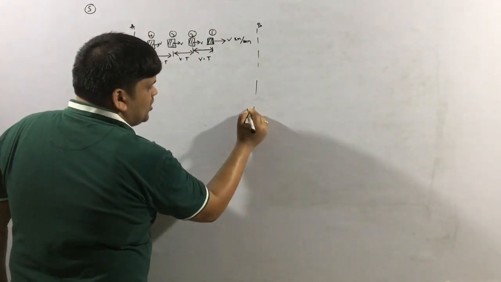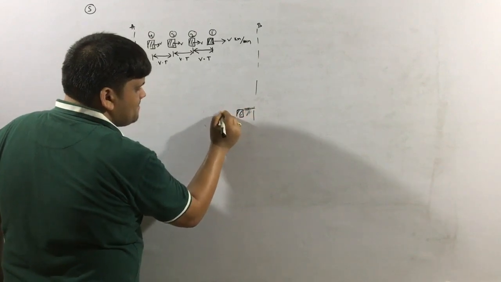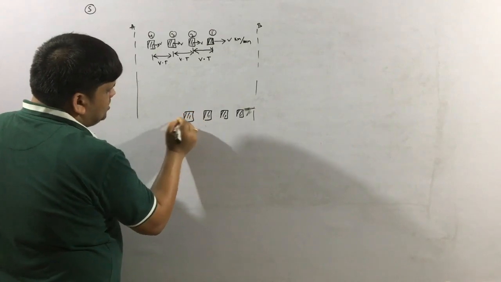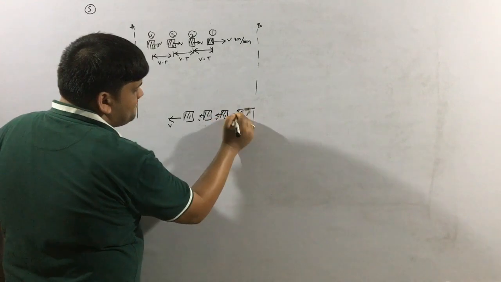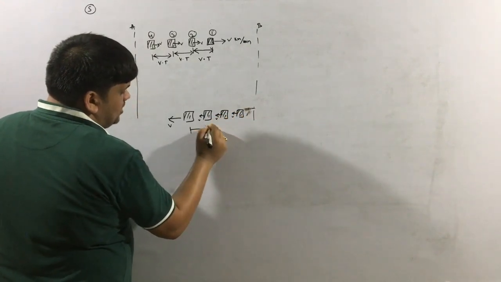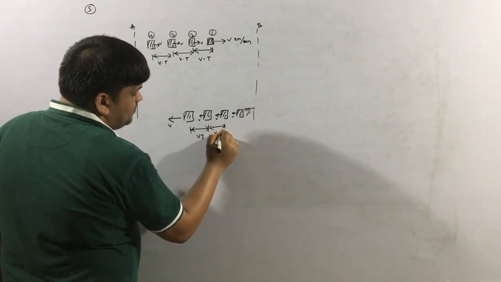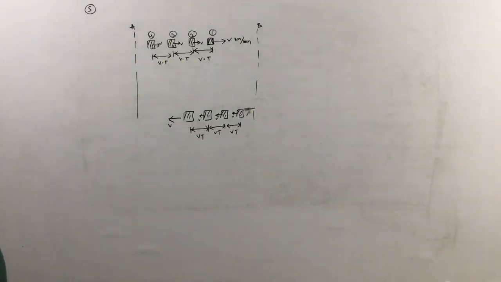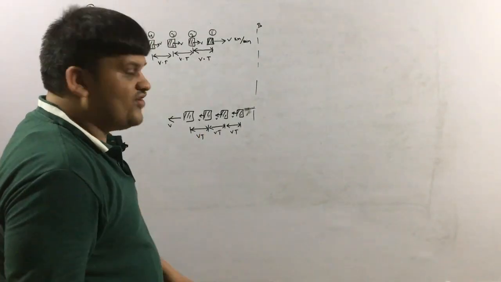In the exact same way, from B to A also buses are coming, and they also have the same speed of V, after a time T. So these distances are again V into T, V into T, V into T, like this. These are the conditions for the buses. We know neither the value of V nor the value of T. Those two we have to find out.